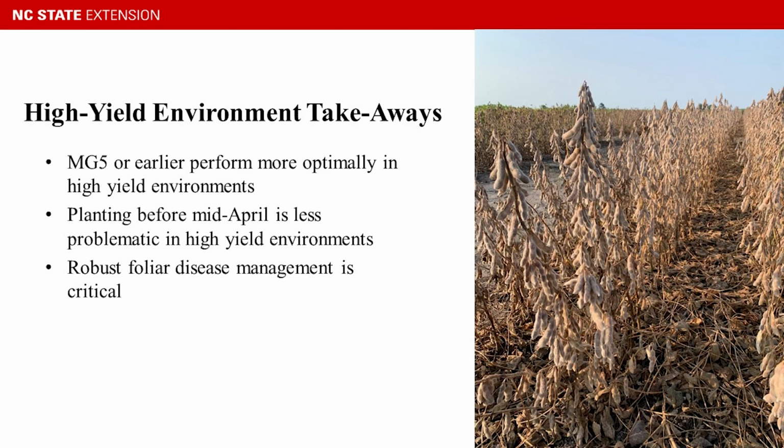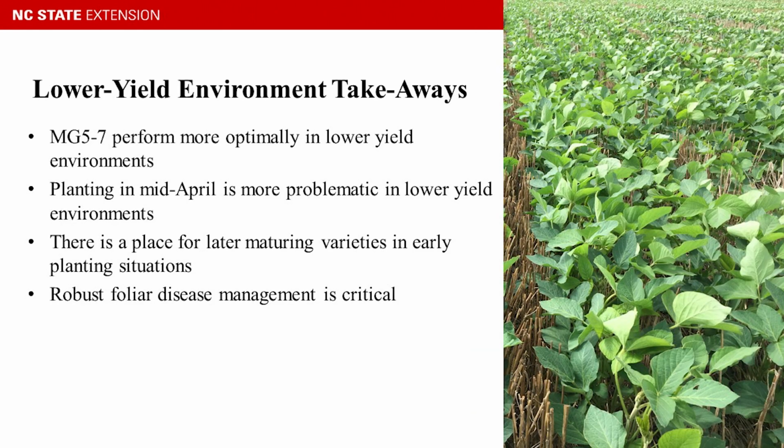So if you looked at this data, if you looked at the producer-derived data or small plot data, if you're in a high yield environment, maturity group 5 or earlier perform more optimally in high yielding environments in high production, early planting situations. I would say in general, if you looked at the data, planting before mid-April is less problematic in high yield environments where you have the conditions to help push vegetative growth early in the season than it is in lower yielding environments. Just as mentioned, robust foliar disease management is important in high yield situations. It's also important in a lower yield situation.